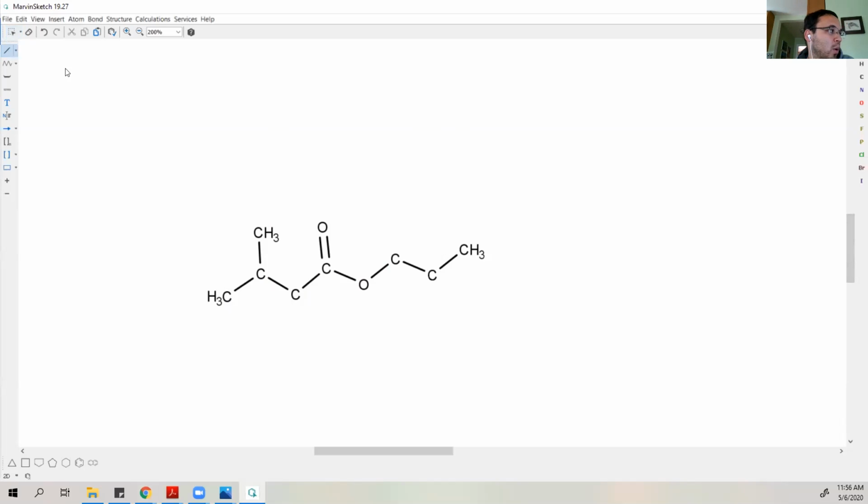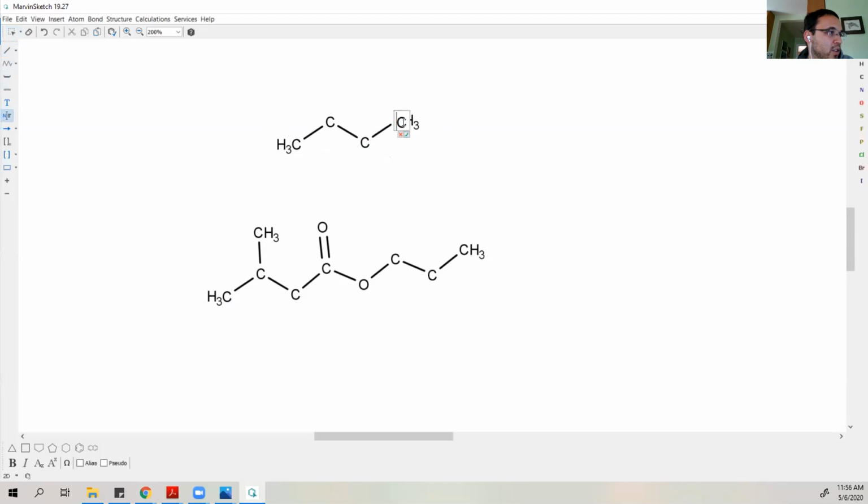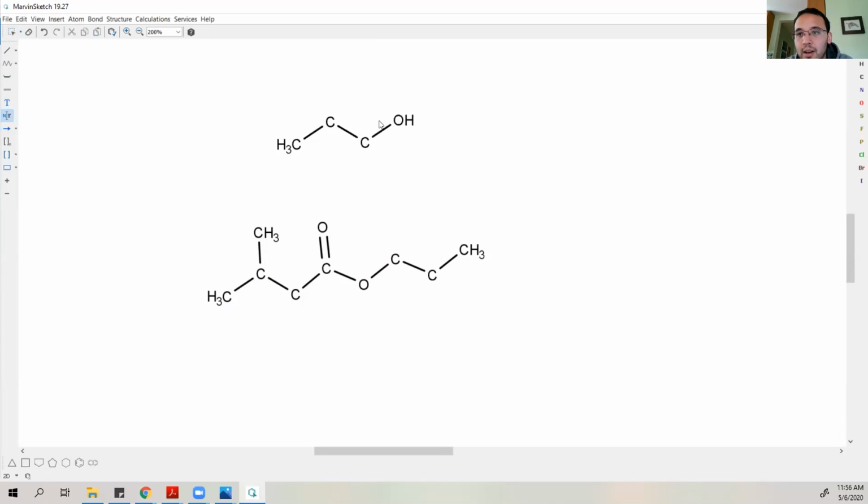The other part is when we talk about primary, secondary, and tertiary. If I turn this into an alcohol, is that going to be a primary alcohol, a secondary alcohol, or a tertiary alcohol? What do you guys think? So if you oxidize it? No, so just as this is written, is this a primary, a secondary, or a tertiary?